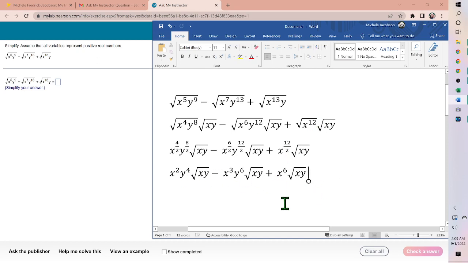These cannot be combined because the variables are not all the same. This is x squared y to the 4th. This one's x cubed. They have to be identical to be able to combine them. So these 3 terms are not like terms, so you cannot simplify it any further.